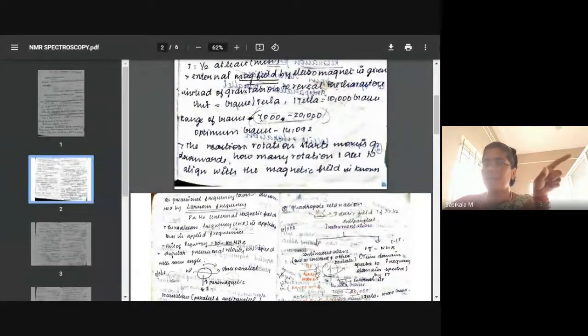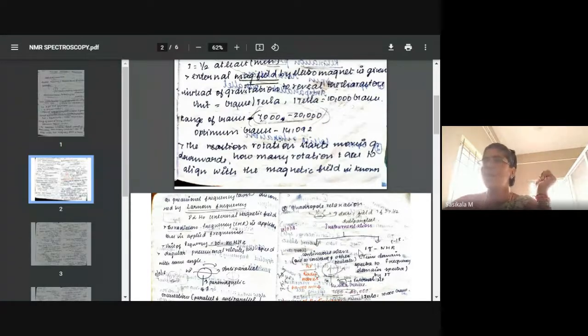Here one source is kept constant, either magnetic field or radio frequency, and the other oscillates. If you keep the radio frequency constant, then the magnetic field oscillates, changing from 7,000 to 20,000 Gauss. If you keep the external magnetic field constant at 14,092 Gauss, then the applied frequency oscillates from 60 to 100 megahertz. This is how continuous wave NMR functions to analyze the nucleus.